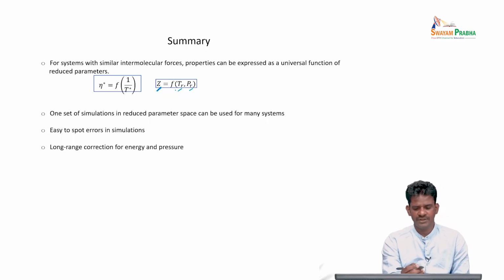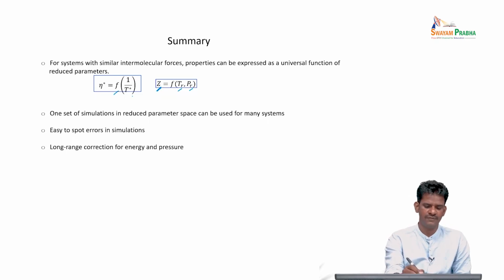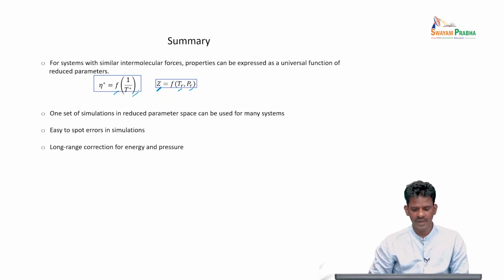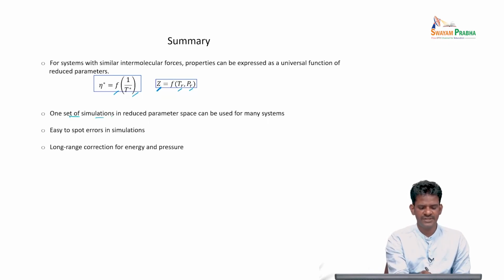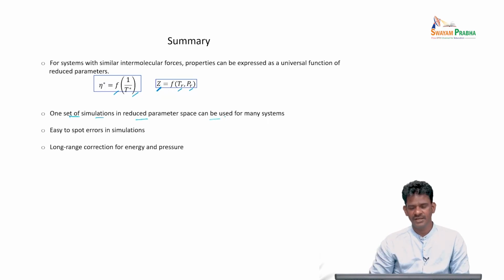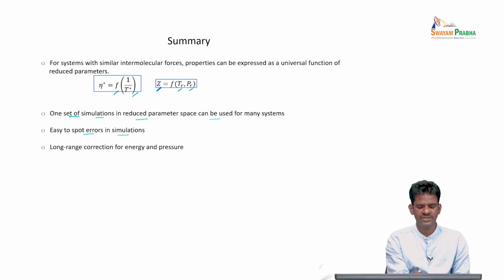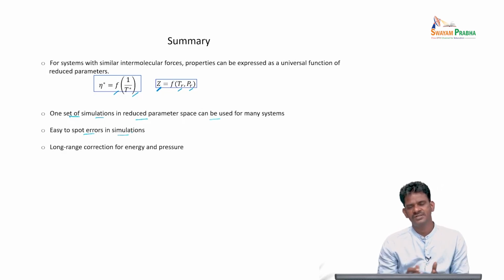When you use a system of reduced units, all these equilibrium and transport properties can be written as a universal function of reduced parameters. The advantage of doing this is that one set of simulations in reduced parameter space can be used for many real systems in real units. It is also easy to spot errors when we use a system of reduced units, because we know there is a certain bound within which the reduced units are supposed to scale.